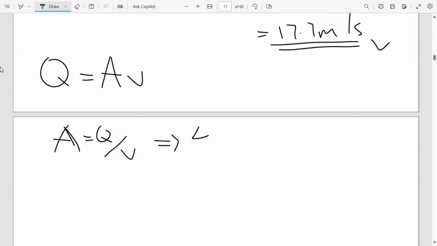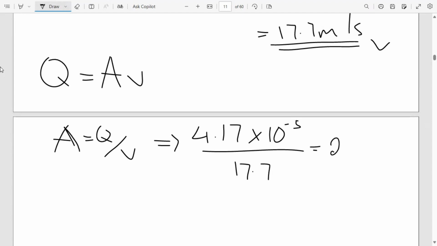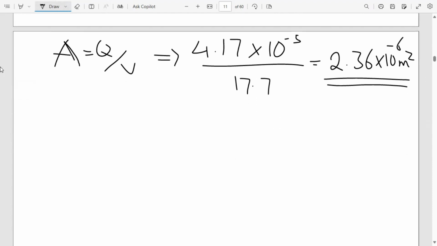So we have this equal to 4.17 times 10 to the power minus 5 divided by 17.7. This gives us the area of the hole, which is equal to 2.36 times 10 to the power minus 6 square meters. So this is the area of the hose. Now they've asked us to calculate the diameter of the hose and not the area. In order to calculate the area of the circle, we say area is equal to pi r squared.